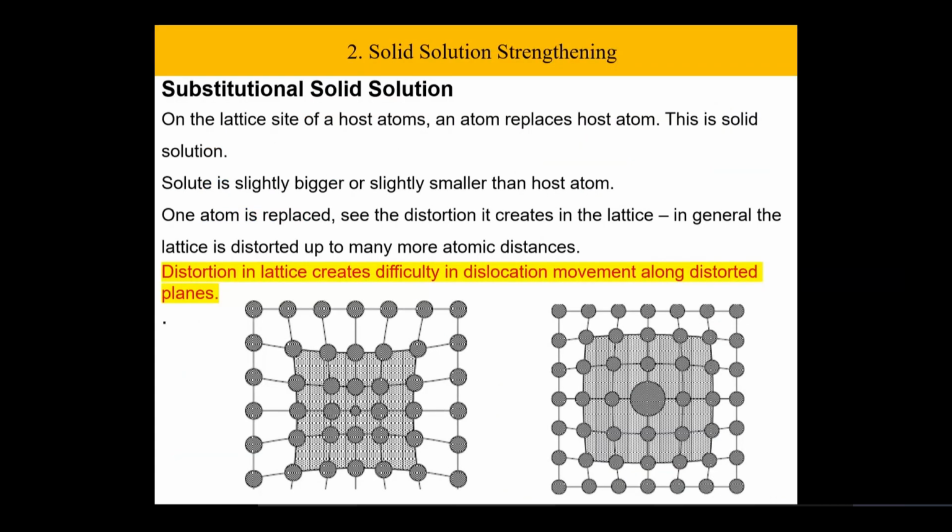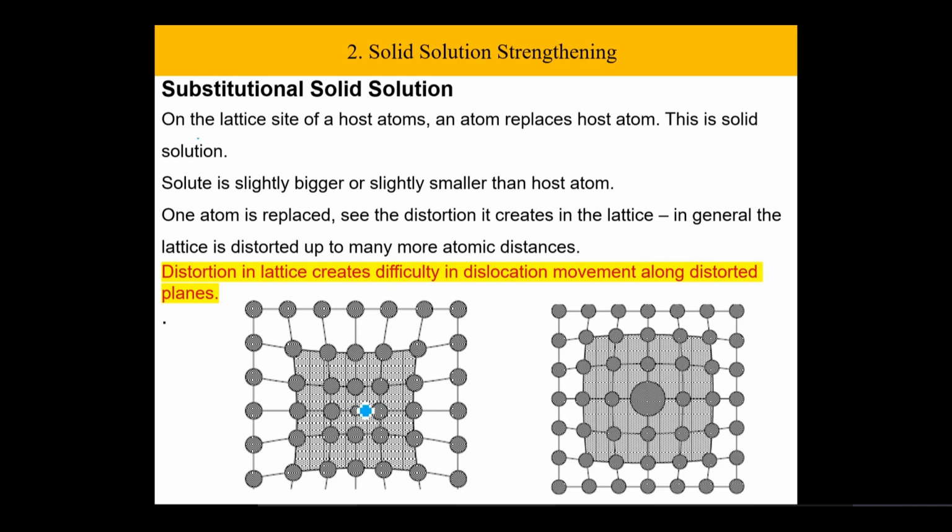The other is the solid solution strengthening. It says in substitutional solid solution, on the lattice site of a host atom, an atom replaces a host atom. This is the solid solution. You already know that. Solute is slightly bigger or slightly smaller than the host atoms. One atom is replaced. See the distortion it creates in the lattice. The general lattice is distorted up to many atomic distances.